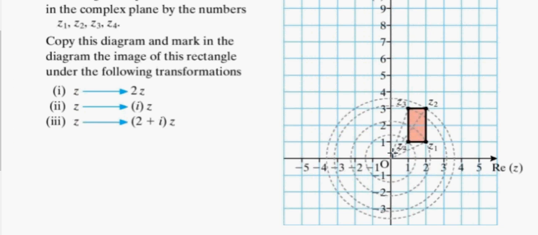Double this distance. So, green side, that is 1 across 1 up. What happens when you double it? 2 across 2 up. Blue, 2 across 1 up, double it. 4 across 2 up. Next one, red, 1 across 3 up, double it. 2 across 6 up. Finally, purple. Purple is 2 across 3 up, double it. What do you get? Okay. What has happened to your rectangle?